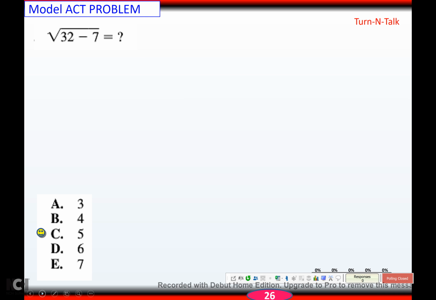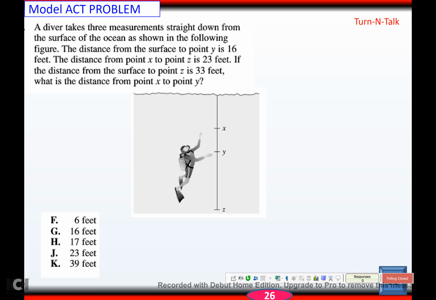All right, on this one, you wouldn't try and do the square root of 32 minus the square root of 7. You do the math first. 32 take away 7 is 25, and the square root of 25 is 5. That was an easy one.